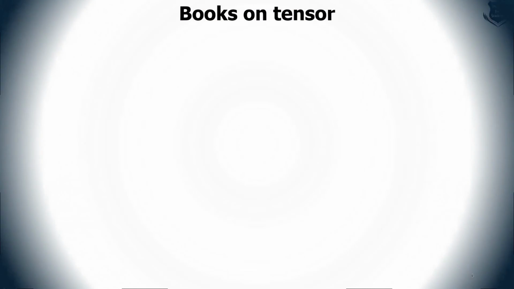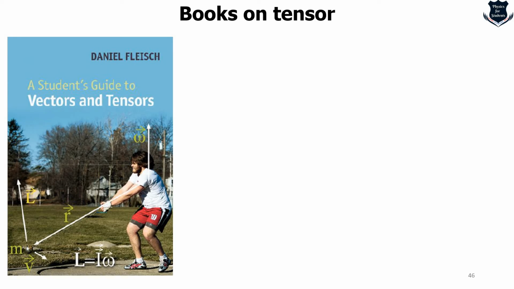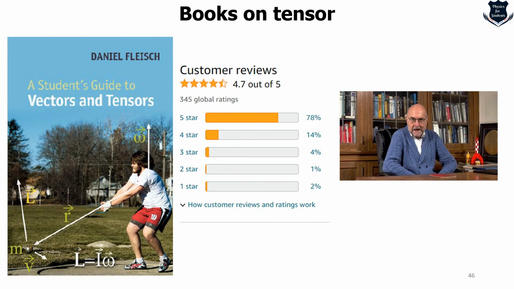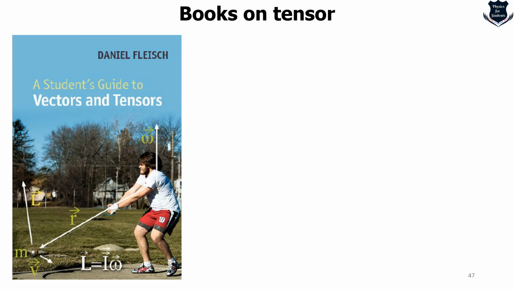The first book is very famous, very easy and very simple. It is called A Student's Guide to Vectors and Tensors by Daniel Fleisch. This is Professor Daniel Fleisch, 78% customer reviews on Amazon. Well, it's good enough. Now, I will also show you the overall content.